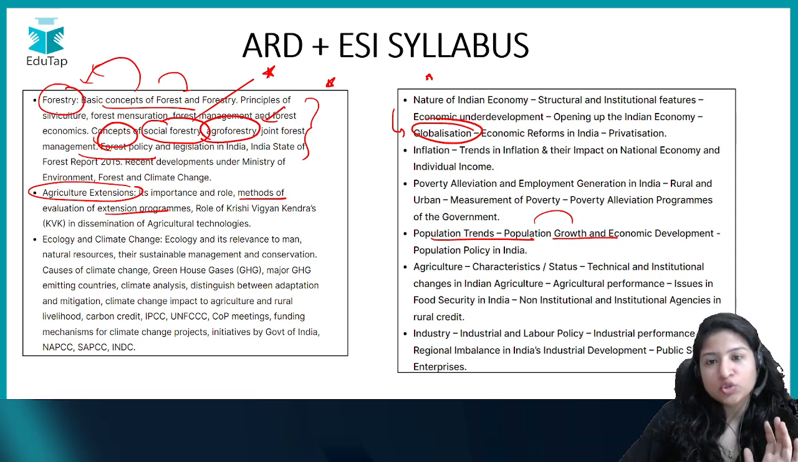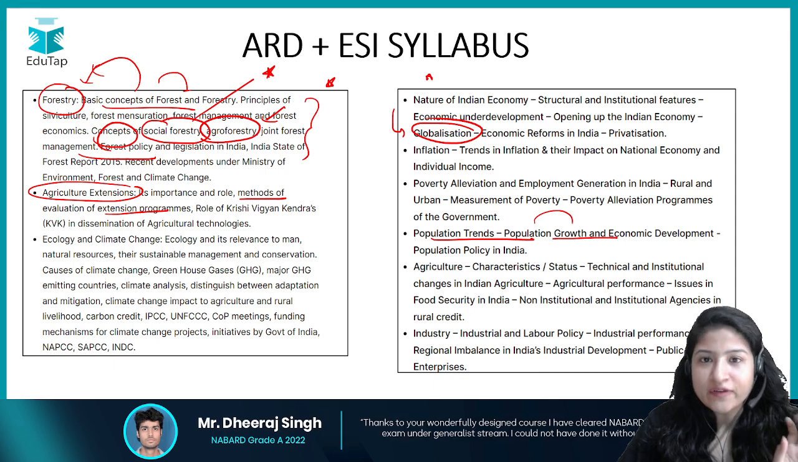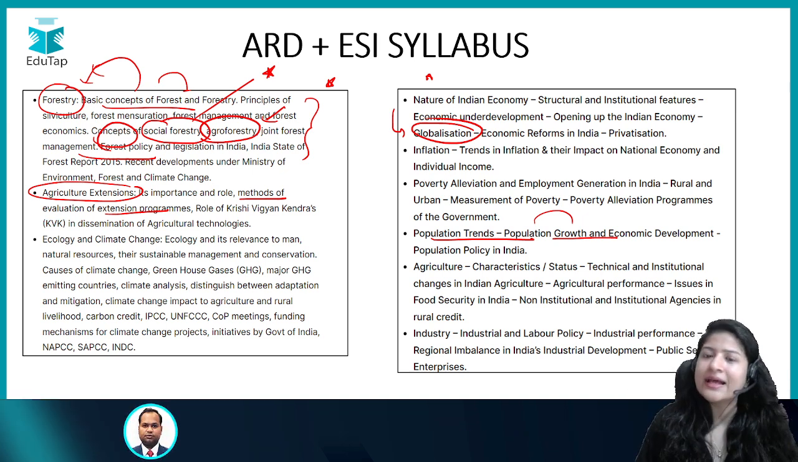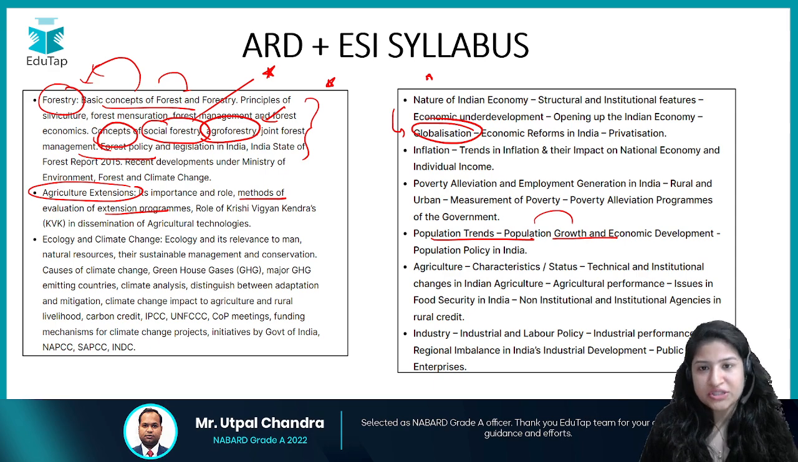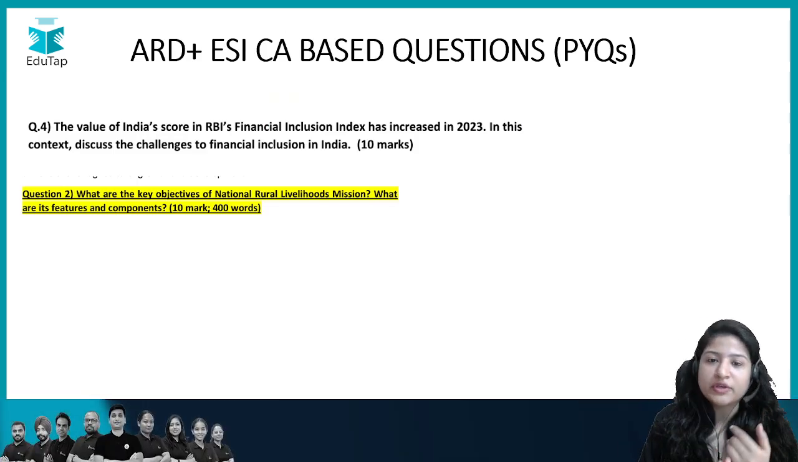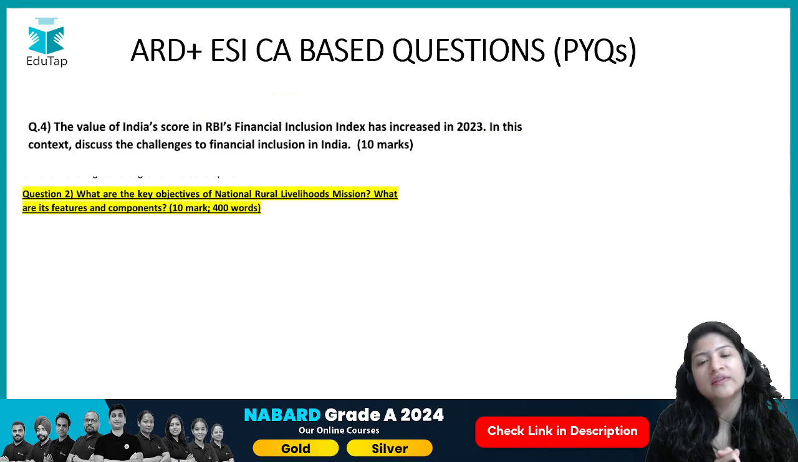So what do we get to know about it? You need not worry first of all about the sort of questions that are asked in ARD and ESI. Nothing that much of two analytical things are asked. For static, straightforward questions will be there straight out of your syllabus. Now coming to the current affairs based questions, first of all you have to keep in mind these also will be part of the syllabus only.